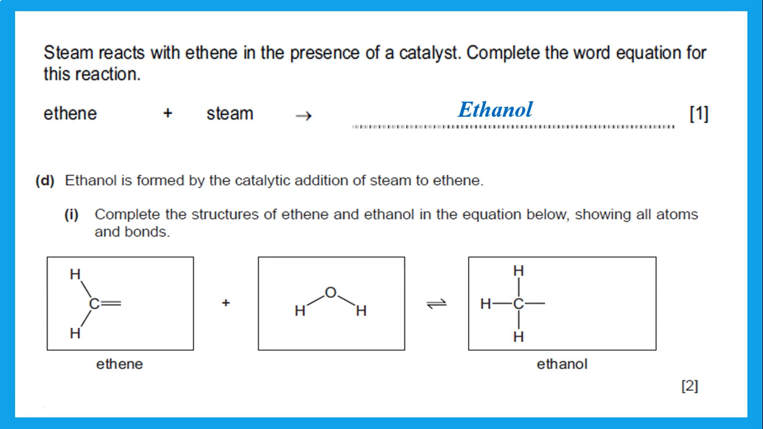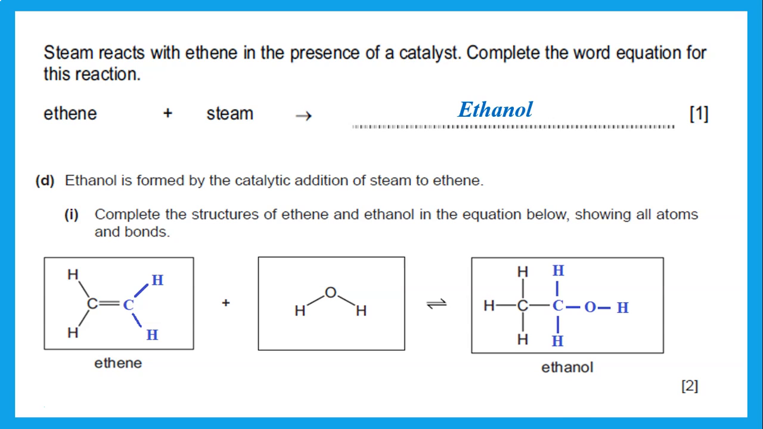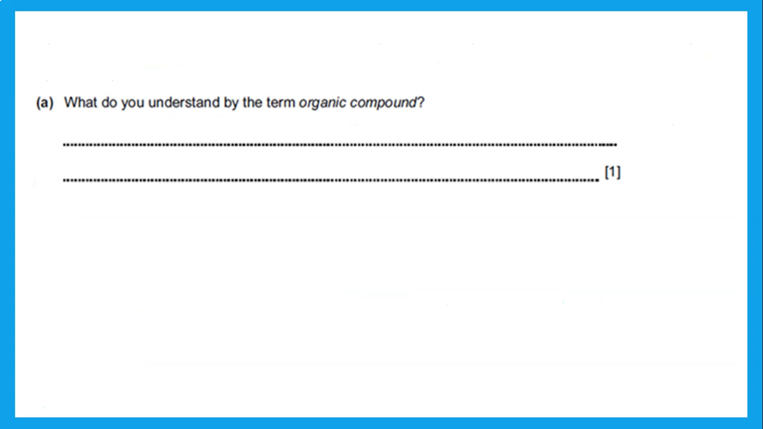Complete the structures of ethene and ethanol. How do we draw ethene? You should know that ethene has 2 carbons. And we complete it so that the carbon has no more than 4 bonds. Now ethanol. Ethanol again has 2 carbons, but the ol means it's an alcohol, and alcohols must have OH. Remember the question says showing all atoms and bonds, so this is ethanol showing all atoms and bonds. This is what we call a displayed formula.